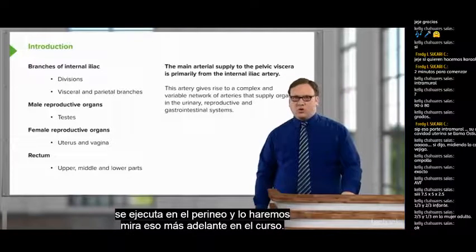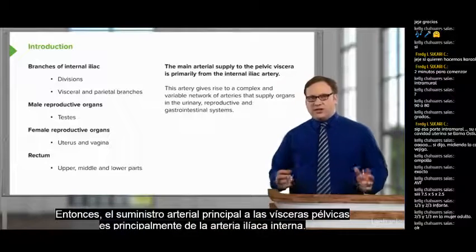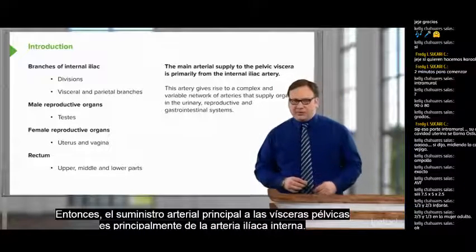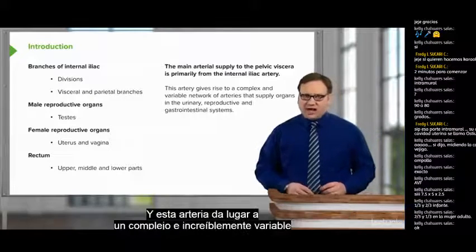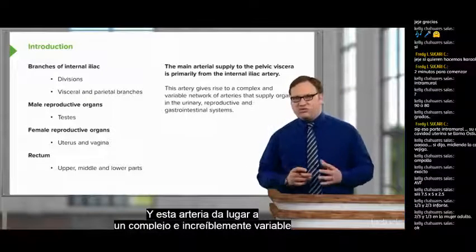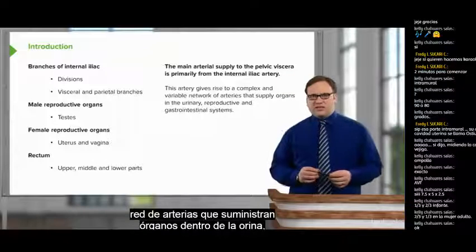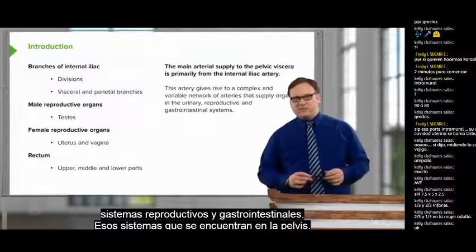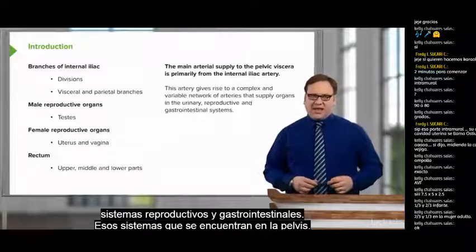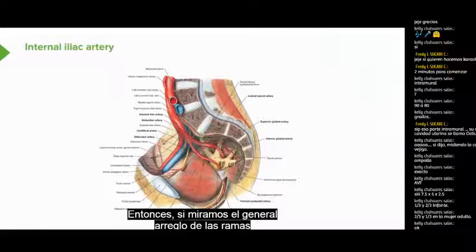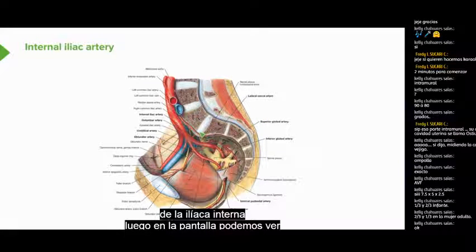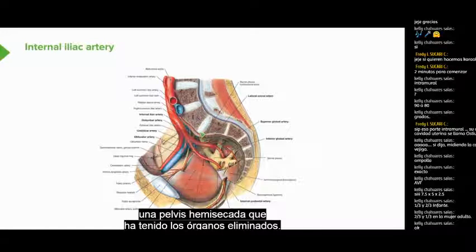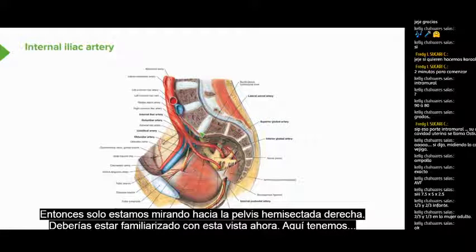So the main arterial supply to the pelvic viscera is primarily from the internal iliac artery. And this artery gives rise to a complex and incredibly variable network of arteries that supply organs within the urinary, reproductive and gastrointestinal systems, those systems that are located in the pelvis. So if we look at the general arrangement of the branches of the internal iliac, then on the screen we can see a hemisected pelvis which has had the organs removed. So we're just looking into a right hemisected pelvis.